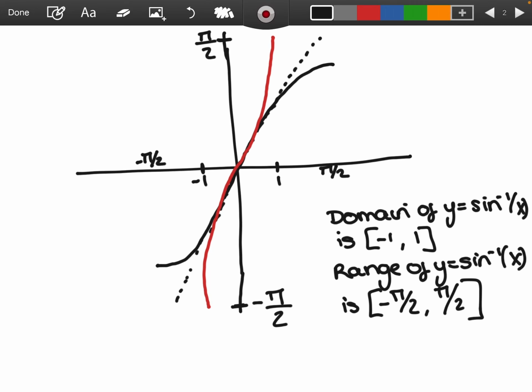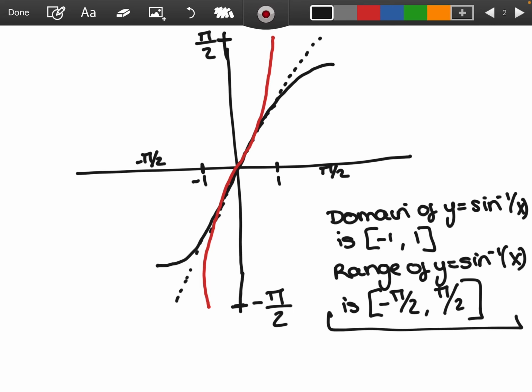Okay, so my restricted domain of sine has now become my range of sine inverse, and my range of sine has now become my domain of sine inverse. Please keep this in mind. We will come back to this in a bit when we do some more examples of working with these trig functions. But please remember that for sine inverse, my range is between negative pi over 2 and pi over 2.